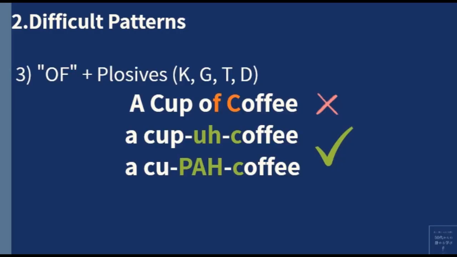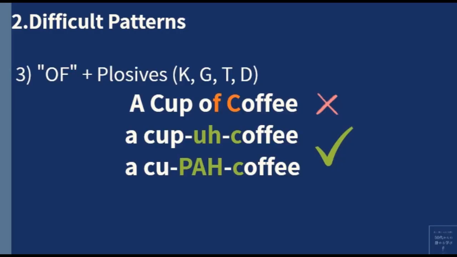The solution is to trick your brain into thinking it's just one word. Bring them together completely. Let's practice. Step number 1. Erase the word boundaries. In your mind, pretend "a cup of coffee" is actually just one long single word.